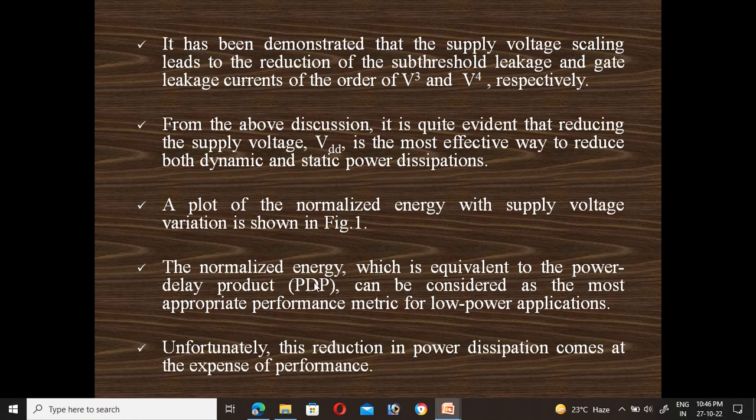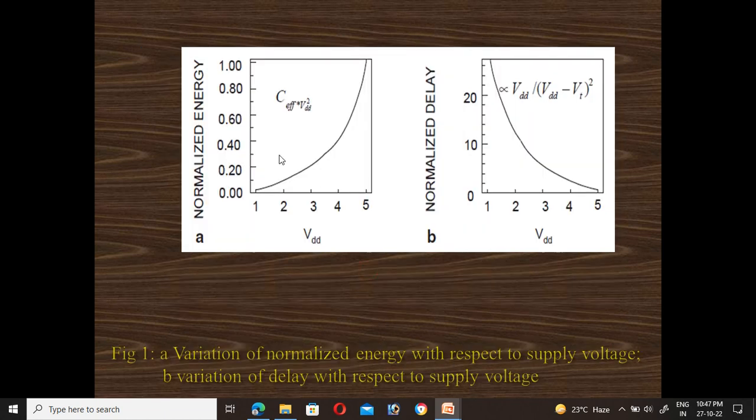So let us see the normalized energy, which is equivalent to the power-delay product, and can be considered the most appropriate performance metric for low power applications. Delay is also one of the important parameters. This graph shows how the supply voltage is reduced. If you are reducing the supply voltage, what are the challenges? That means what different kinds of effects will be there. Let us see this in the first graph.